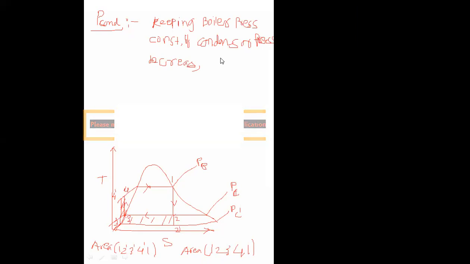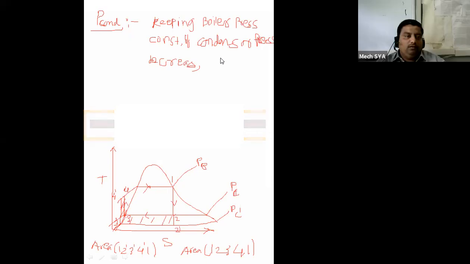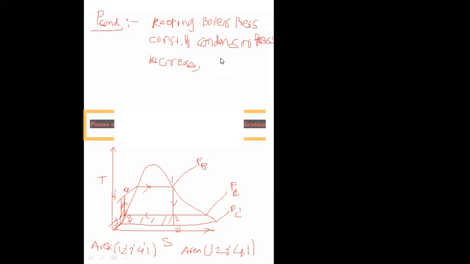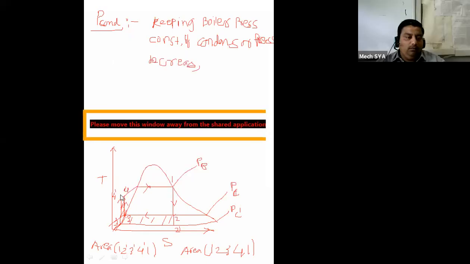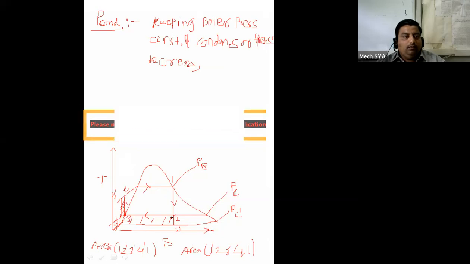Asmita Sarvati, concentrate. Which area will be more? The original area means 1, 2, 3, 4, 1, or the new area, 1, 2 dash, 3 dash, 4 dash, 1? The original is before decreasing the condenser pressure. The new one, okay, good, Prerna. The new area is more. Therefore, this will be more, and therefore what will happen?